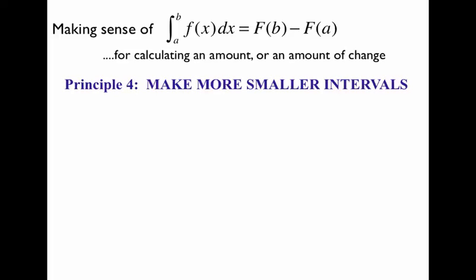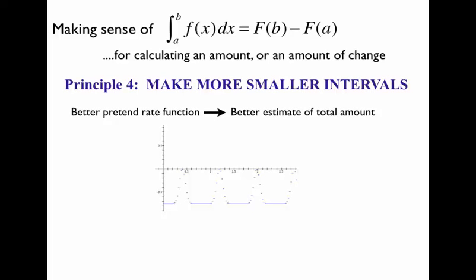Okay, principle 4. Make more smaller intervals. Right? We said if your intervals are large, it's not making a good rate function, you're not getting a good estimate. So we make more smaller intervals. Okay? Better pretend rate function, better estimate of total amount. Better ingredients, better pizza. Same thing. If you get a better pretend rate function, which comes from more smaller intervals, you get a better estimate of the total amount. And that's what I just showed you, right?